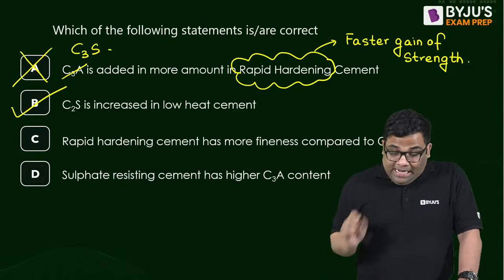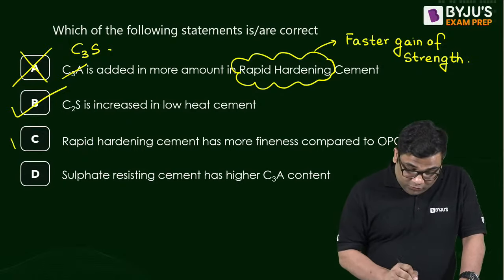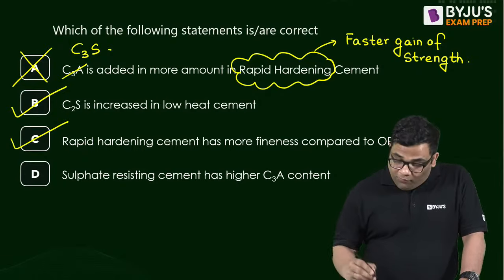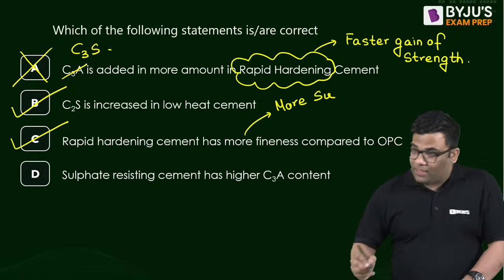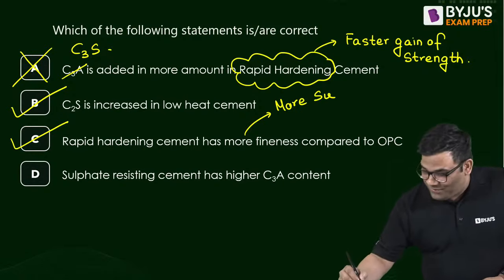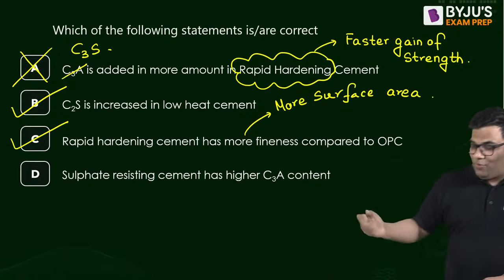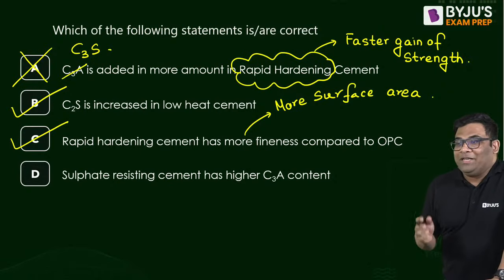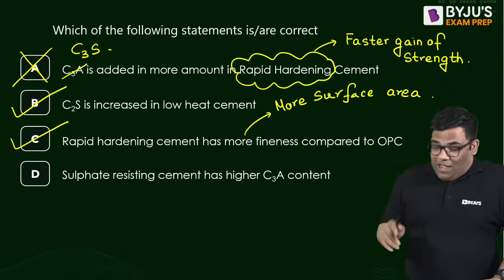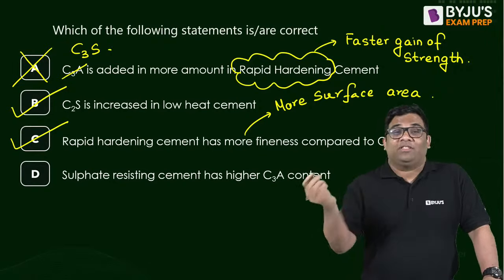Second is correct. Rapid hardening cement has more fineness. This is also correct. Why? More fineness means more surface area. That will lead to rapid hardening. Rapid hardening cement has more fineness compared to your OPC. Now, we saw that C3A is actually responsible for sulfate attack.